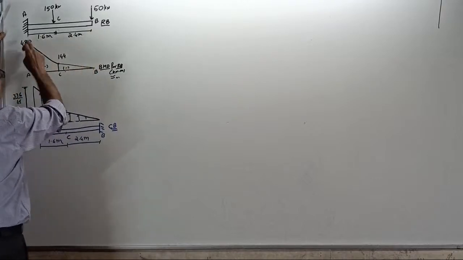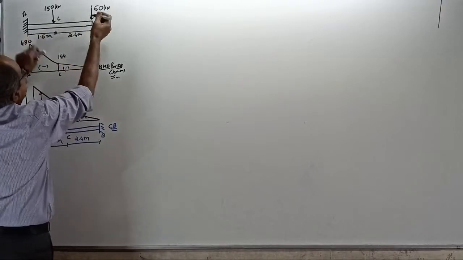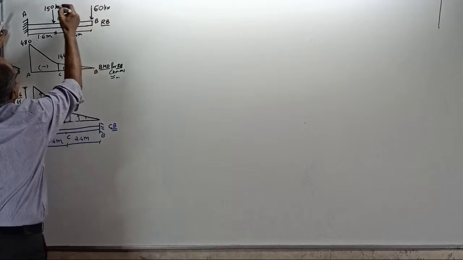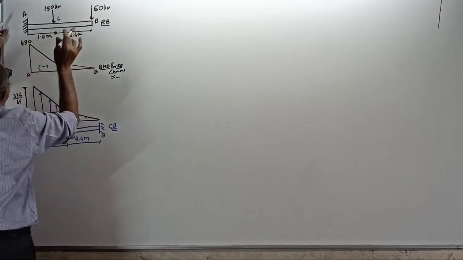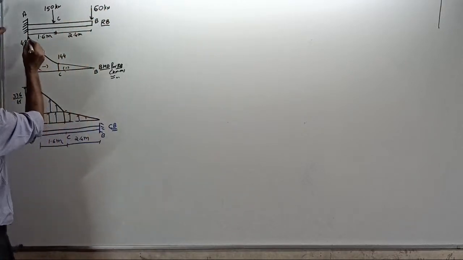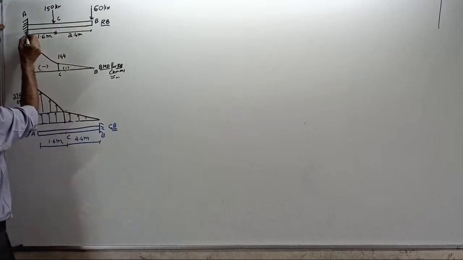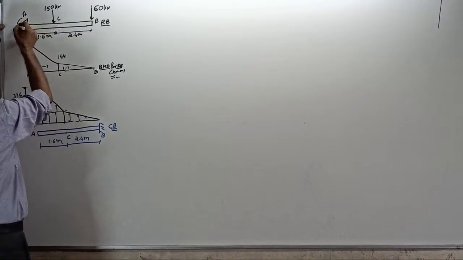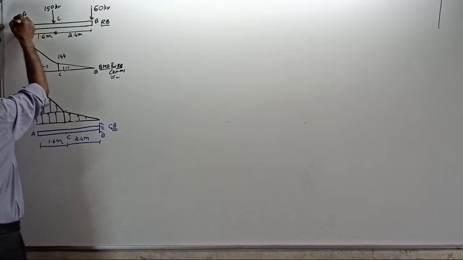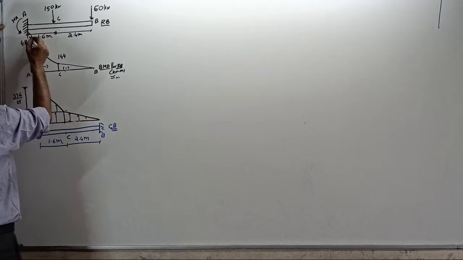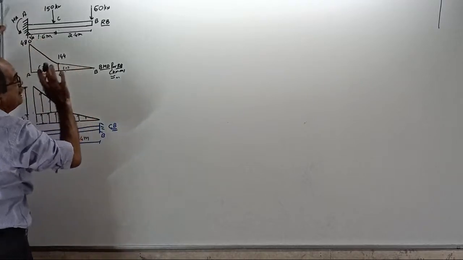See, total 4, 60 kN at the free end and 150 at C. This is the cantilever. I told you 1,000 times. See, in a cantilever beam there will be a reaction here, this way, and a reacting moment here. But you don't calculate MA and VA. But I will tell you the reason I am writing.